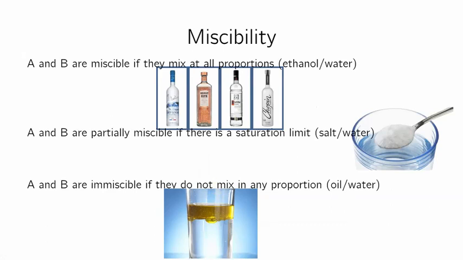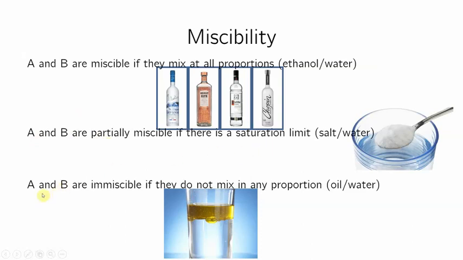Okay, let's talk about this idea of miscibility. If A and B are miscible in all proportions, like ethanol and water, we say that they're miscible. They're mutually soluble in all proportions. If A and B can only go to a specific limit, like salt and water or air and water, we say that they're partially miscible and there's a saturation limit.